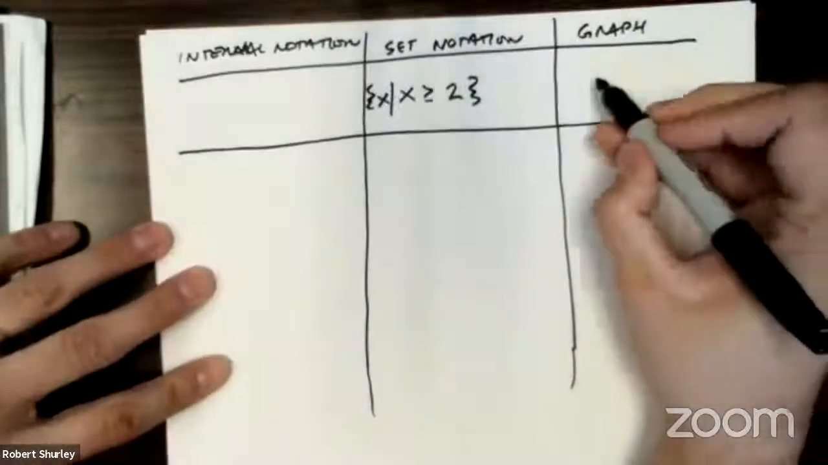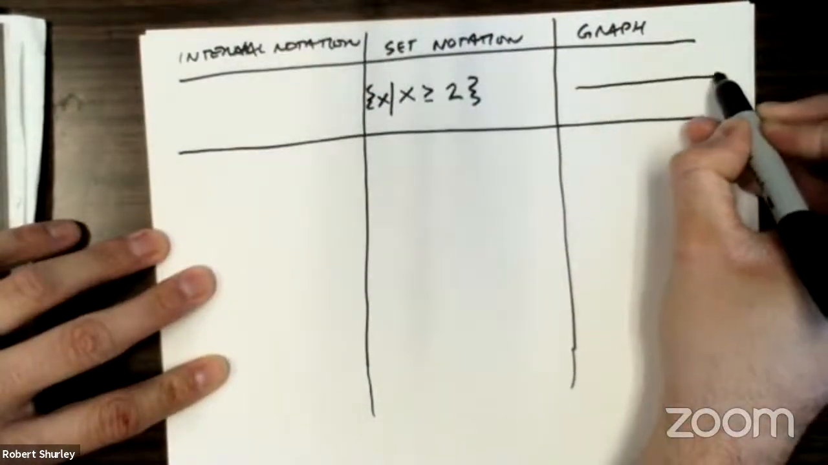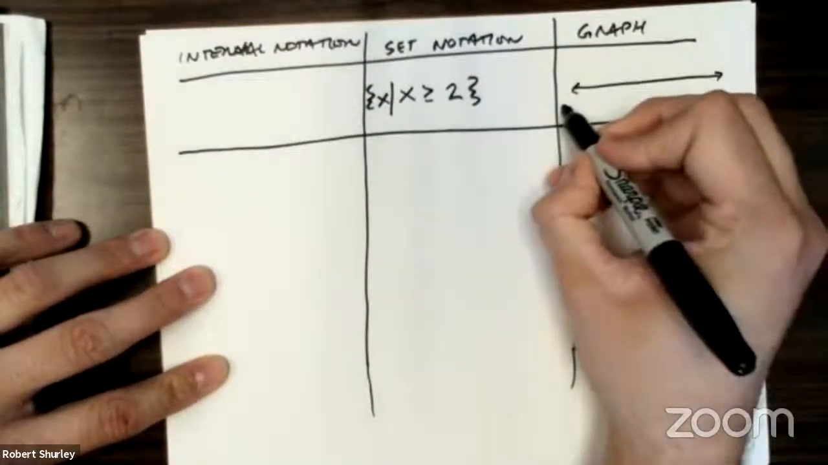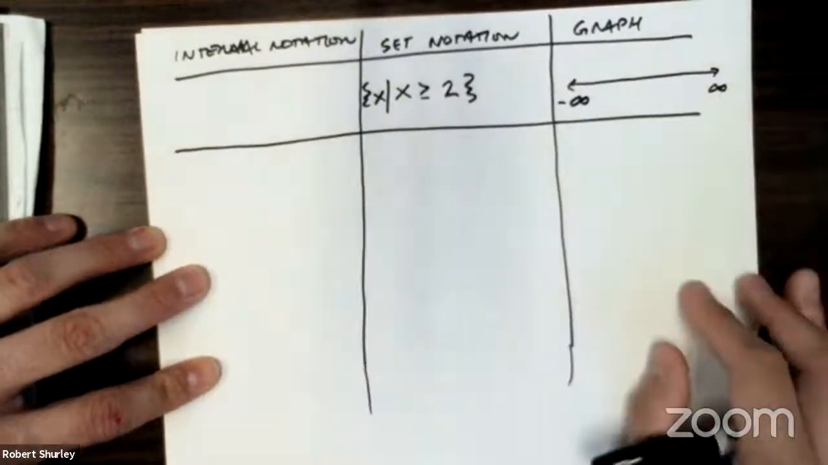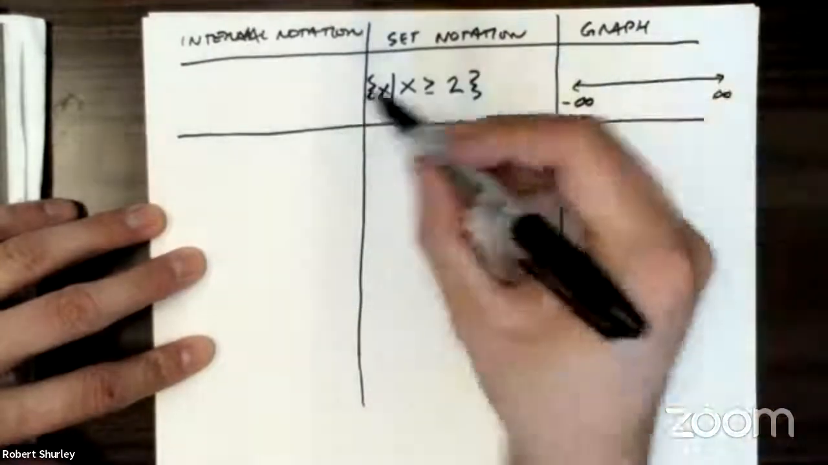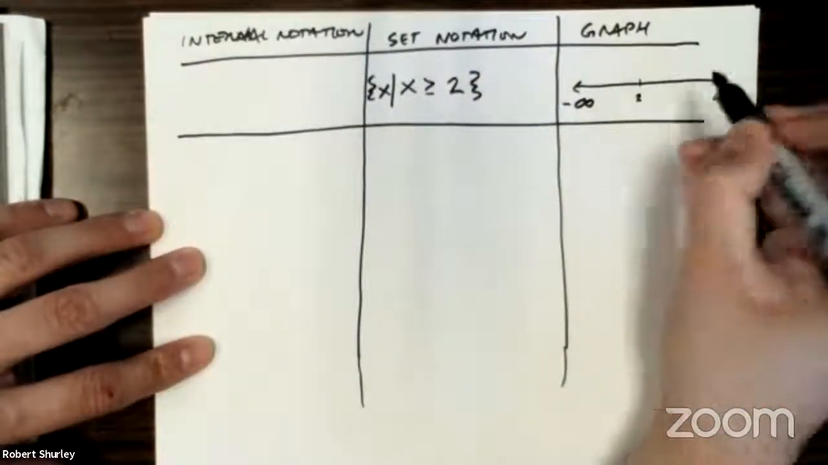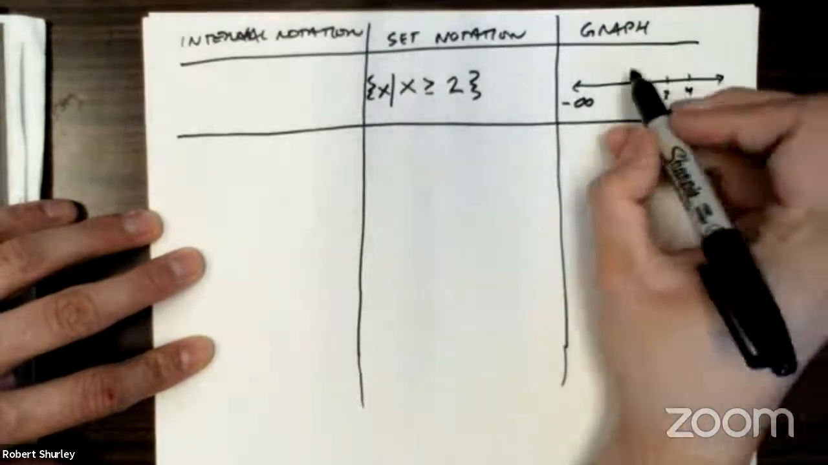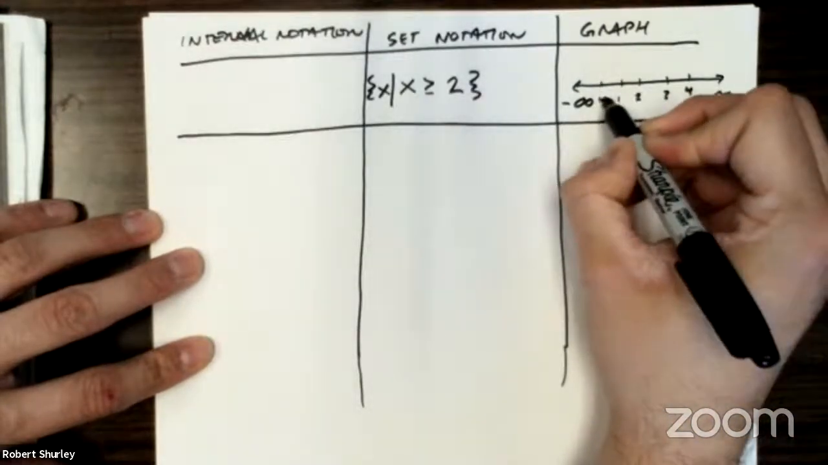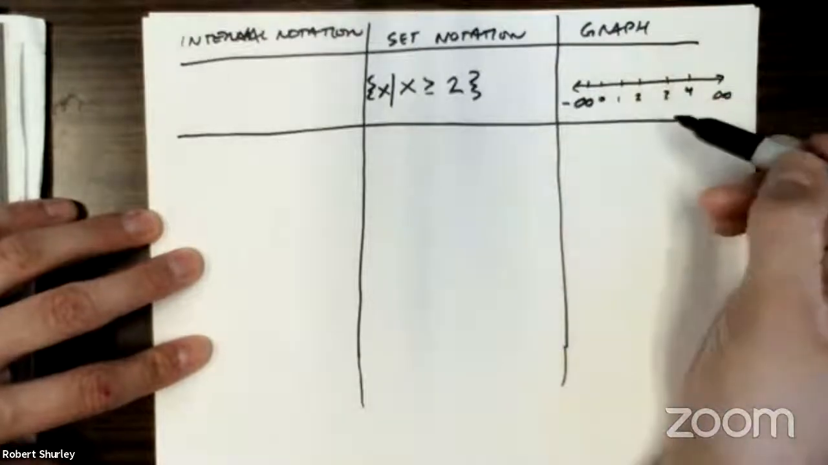Now, what does that mean? Let's graph it first. If we graphed it, we know forever to the left is negative infinity and forever to the right is positive infinity, right? And then somewhere along this line is 2. We'll put it there. So we got 2, 3, 4, and then dot, dot, dot, we go to infinity. 1, 0, and then we have all the negative numbers, right?